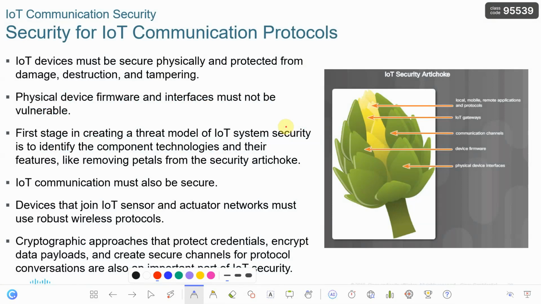So, what are some of the best practices in terms of securing IoT communication protocols? The very important thing is that the physical device needs to be physically secured and protected from damage and destruction. The firmware must not be tampered with. Okay, it should be protected so that it will not be subject to vulnerability. Some connector there, some connection here, because eventually, there are some of these things. The threat modeling will involve identifying all the various components inside there, right? Like each of these petals of the flower, right?